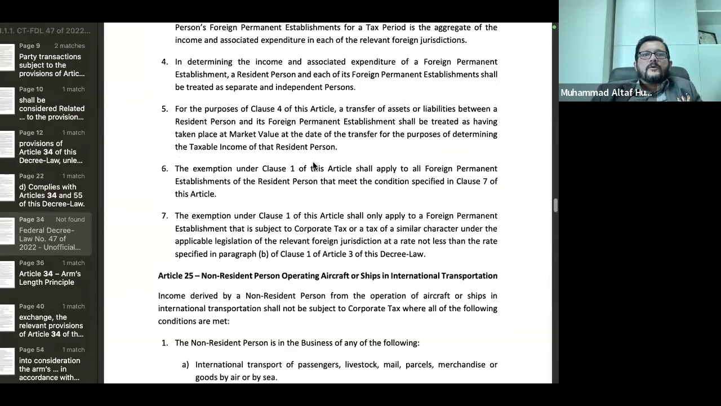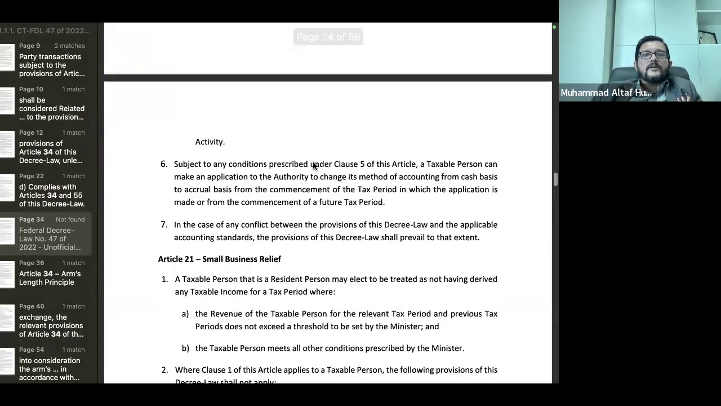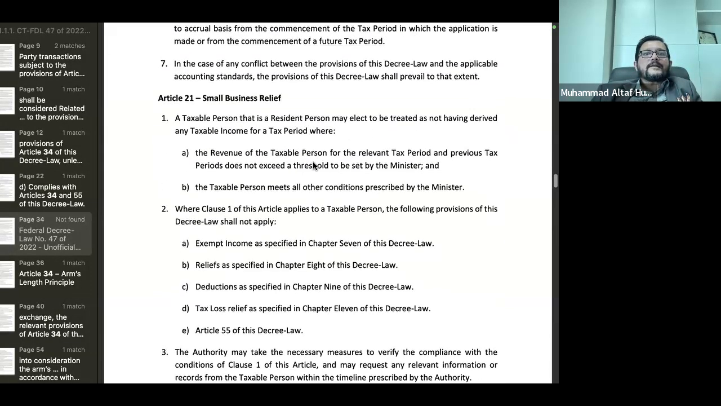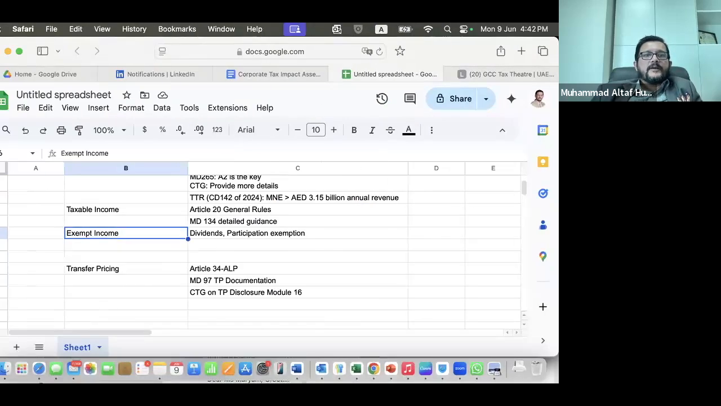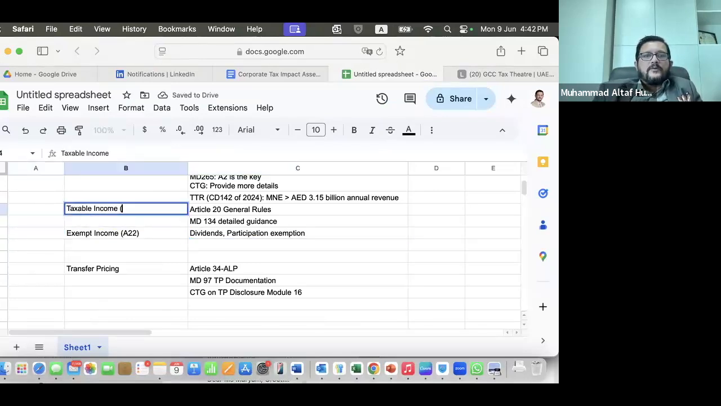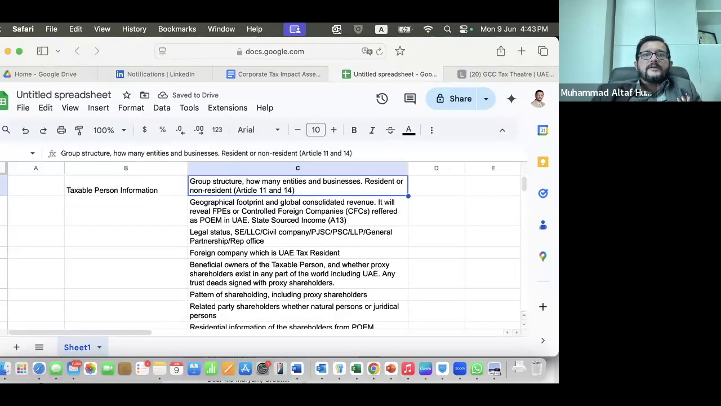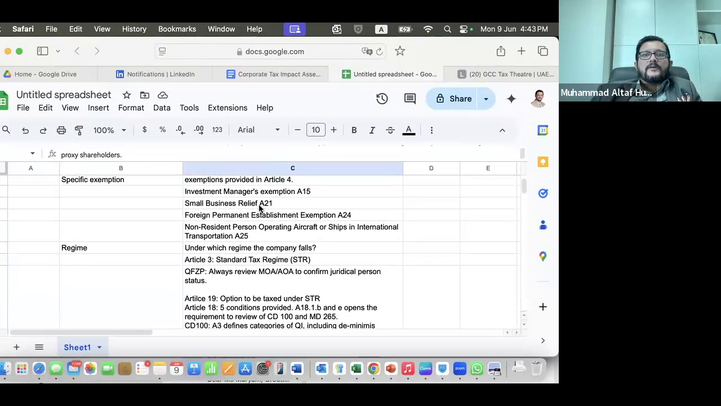So we were on Article 20, right? This is a clean sweep we are doing. Nothing will be left to chance. Article 21 we addressed, small business relief, right? Then Article 22 is exempt income, right? This one was taxable income. Why didn't we write Article 21? Because that's a small business relief. We have covered it up there, isn't it? Yes, that's where we covered it, in exemptions, specific exemptions.